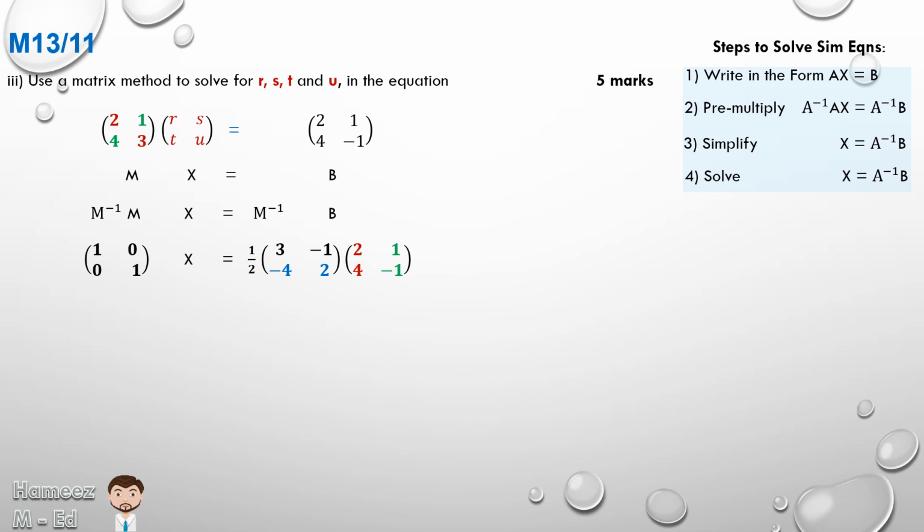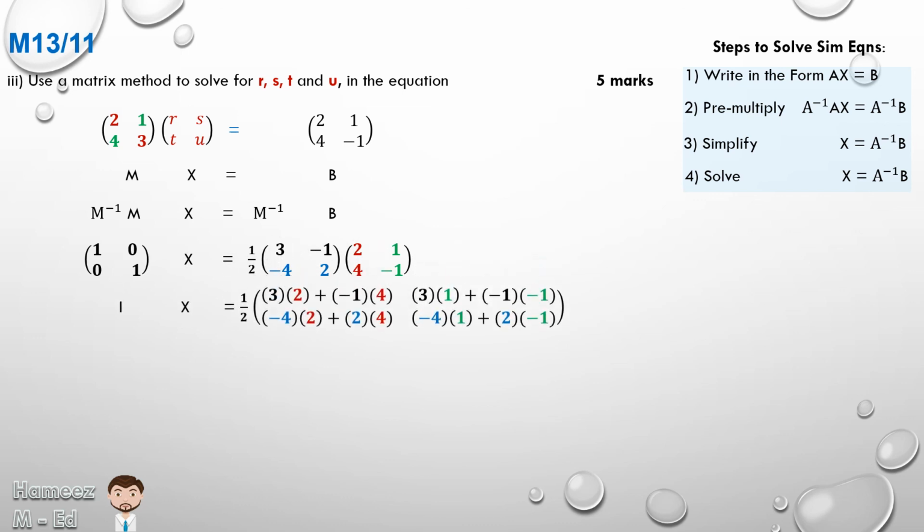And when we're multiplying 1001, that is really I times X is equal to a half, and let's multiply rows by columns again. So 3 by 2 plus minus 1 by 4, and 3 by 1 plus minus 1 by minus 1, and then minus 4 by 2 plus 2 by 4, and minus 4 by 1 plus 2 by minus 1. And let's see if we could simplify.